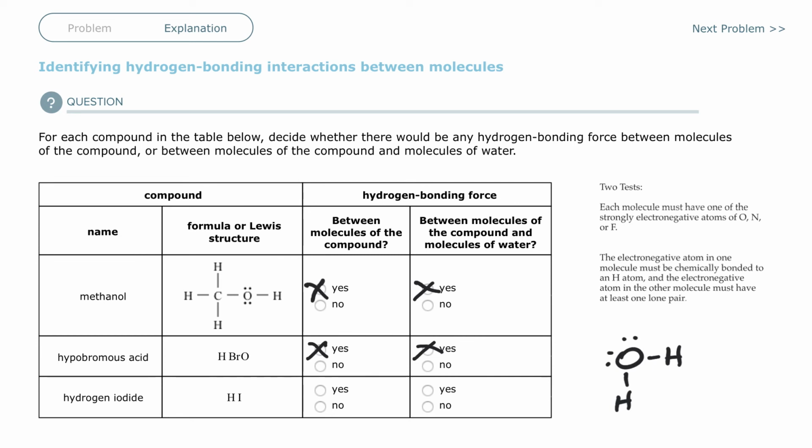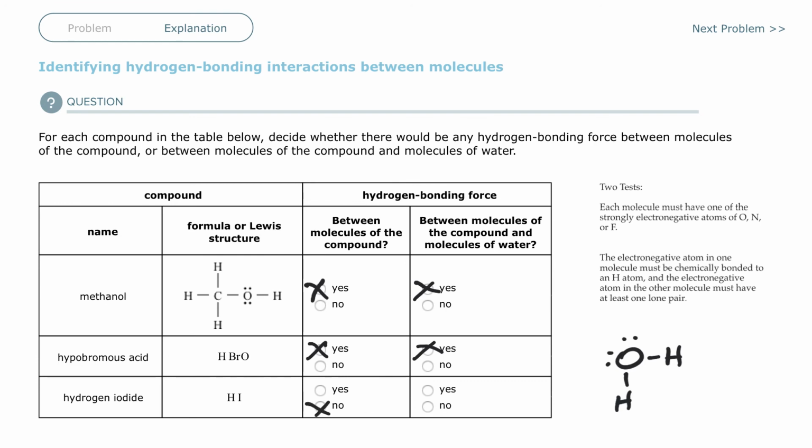And then the last one is hydrogen iodide. Well, I see a hydrogen, and you think hydrogen bonding has to have a hydrogen. That's true. Is there an electronegative atom there? Is there an oxygen, nitrogen, or fluorine? No, I don't see one. What about its attraction to water? Water has a hydrogen, water has an oxygen. That's fine, but there's no electronegative atom in hydrogen iodide for the water to attach to or stick to. So this would be no.